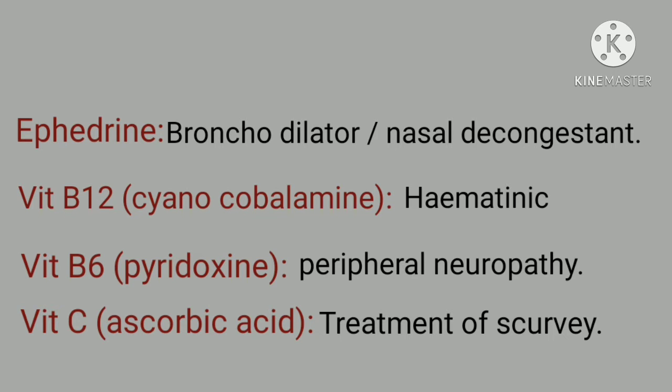Ephedrine is a bronchodilator or nasal decongestant. Vitamin B12 is a hematinic. Vitamin B6 is used for peripheral neuropathy and vitamin C is used in the treatment of scurvy.